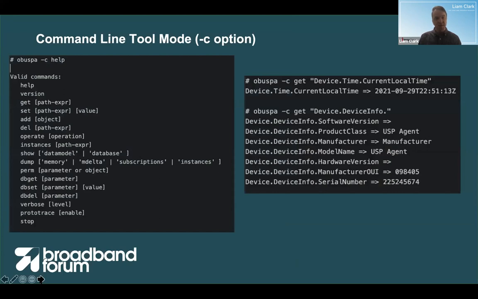There's also a really nice feature on OB-USP where it has a really nice command line tool, the -c option. If you do -c help, you'll have a really easy to read help. So you can get parameter values, set parameter values, add objects, delete objects, show values on the data model, etc. So here I have a couple of examples that you can get a specific value from the local agent or part of the tree.